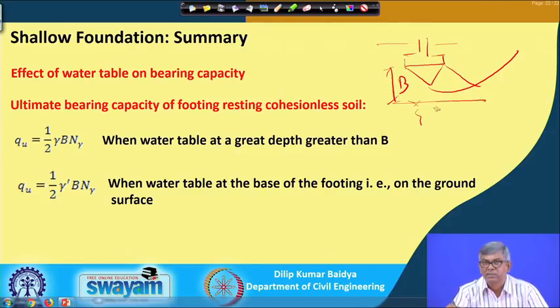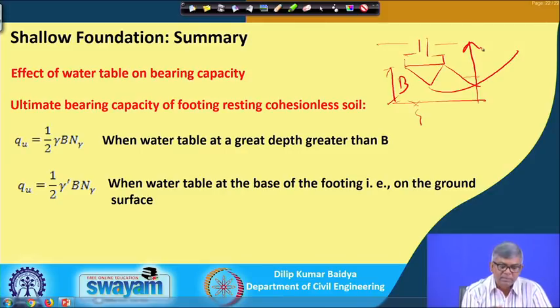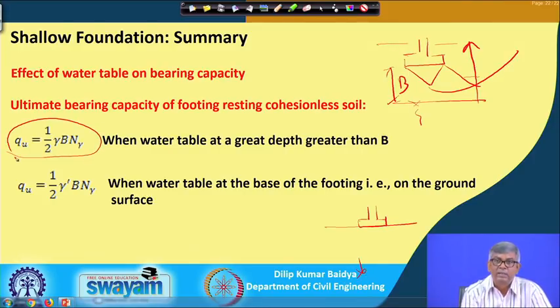Now, if the water table goes up, then the bearing capacity will change. I have shown the application in detail, but only for a particular case I will give an example. Suppose the ultimate bearing capacity of a footing resting on cohesionless soil, and the water table is at great depth, then this will be the equation: half gamma B N gamma. But now, suppose the water table goes up and finally comes to the base of the footing. In that case, what will happen? That gamma will be replaced by gamma submerged.